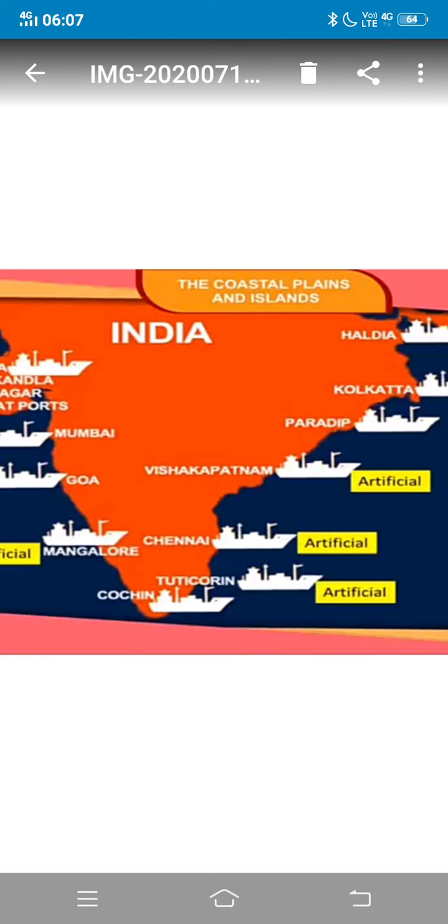I hope these seaports are clear to you, and they play a very important role in exporting and importing bulky goods to other countries.